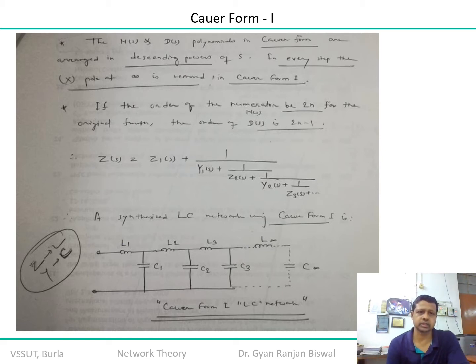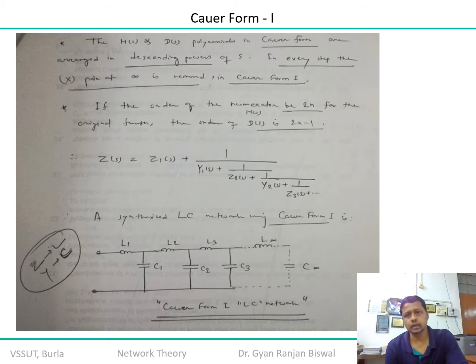What Cauer form says is to arrange these polynomials of numerator and denominator in the descending order of s. That means keep first the highest order, s raised to n in the numerator or s raised to m in the denominator, and then you slowly move towards the arrangement in descending order, so that you approach s raised to 0, whether the numerator polynomial or the denominator polynomial is concerned. That is the condition of Cauer form 1.